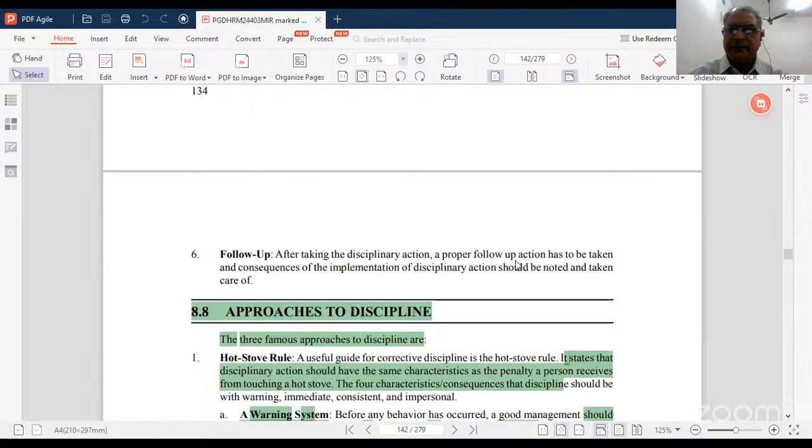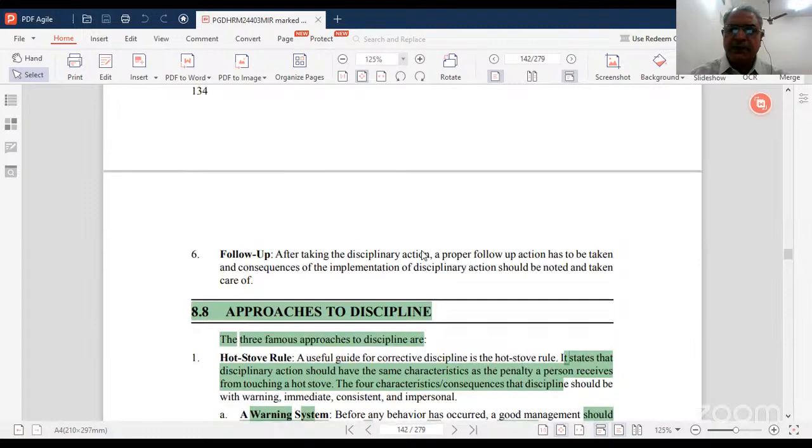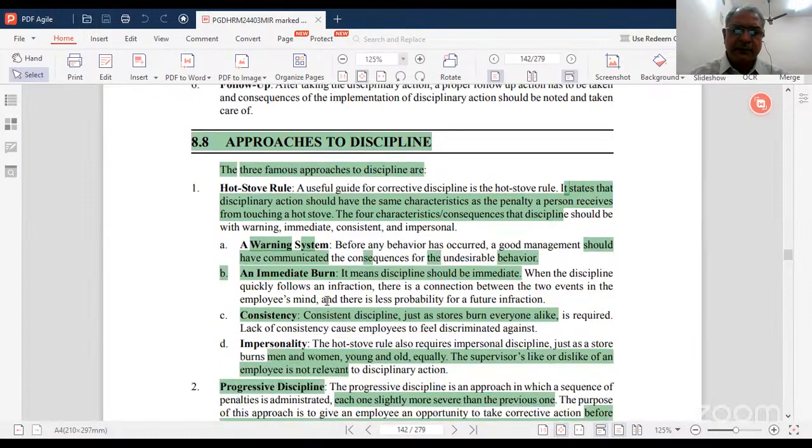Then, once after taking the disciplinary action, a proper follow-up action has to be taken for the consequences, and implementation of the disciplinary action should be noted, along with the motivation of the employee again. This is another important step-by-step procedure for taking up the disciplinary action.